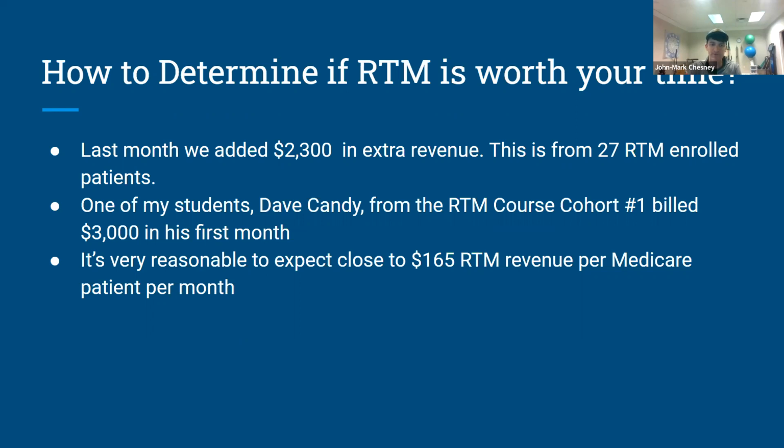But it's very reasonable if you were to apply all of the codes, I guess 4 of the codes: the initial setup, the 30-day rental supply, and the 2 time-based codes, so 40 minutes of RTM. You'd be around $165 per Medicare patient per 30-day period, or per month. So that's, again, very reasonable.